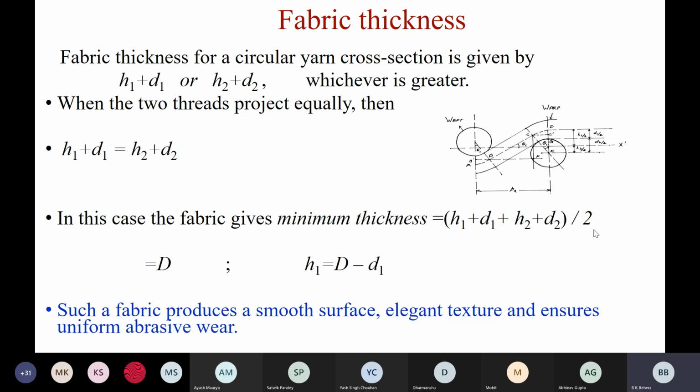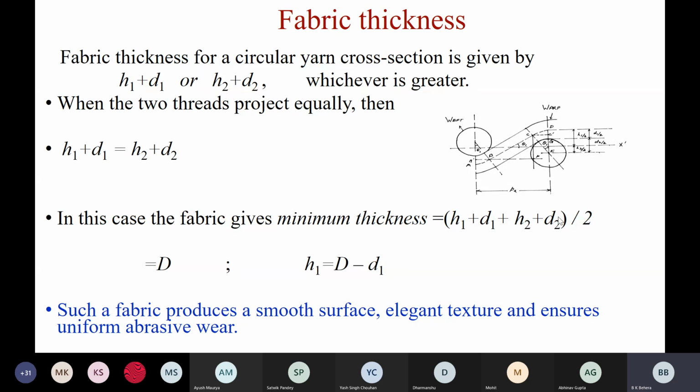Remember, this is the minimum possible, because in this case we are saying the threads project equally. I am not considering whether H1 plus D1 or H2 plus D2 is larger or smaller. We are assuming they project equally. That means both will be the same. So the actual minimum thickness will be, take the sum divided by 2.